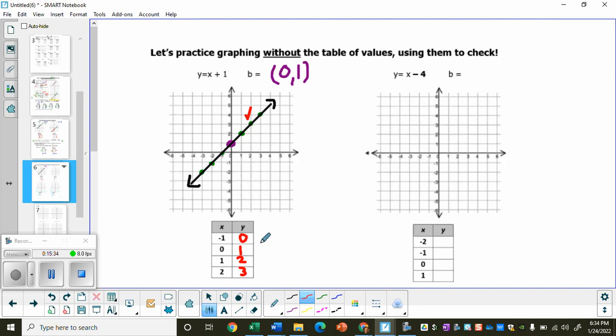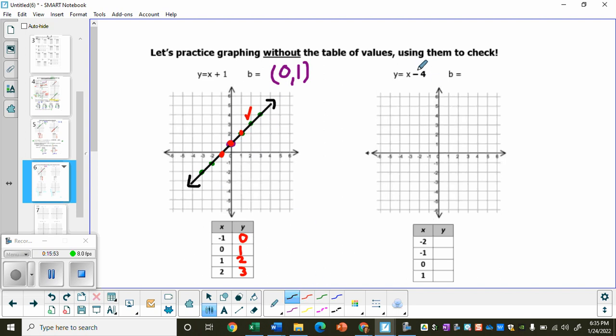So we just want to verify real quick that these points are on my line so we know we're doing everything right. Negative 1, 0 is right there. 0, 1 is right here. And if I go over 1, up 2, I've got that point. So everything is all good to go. This is y equals x plus 1.